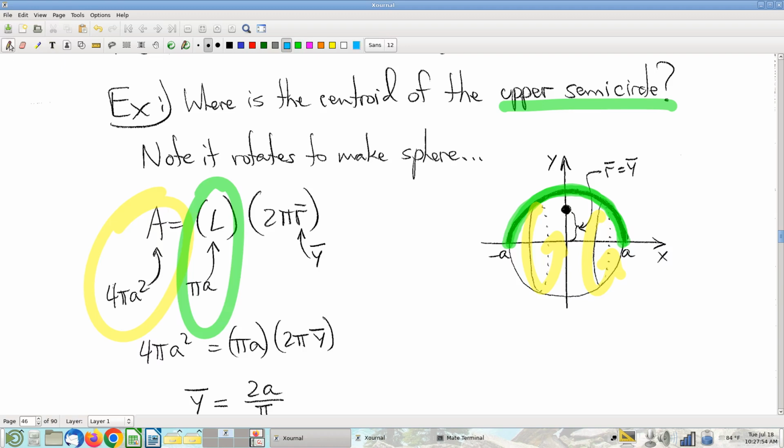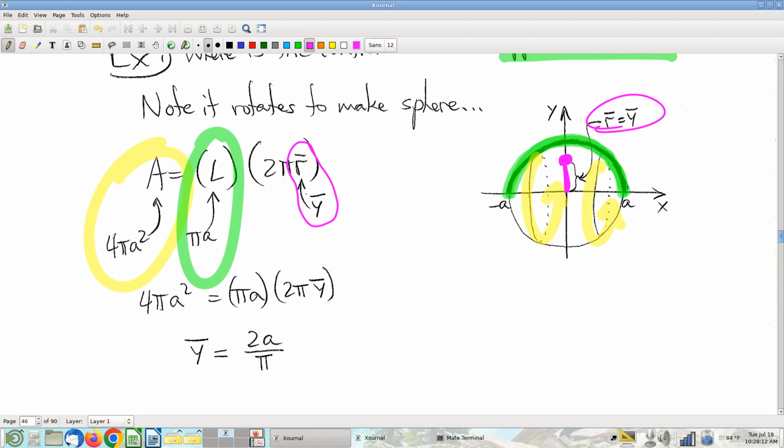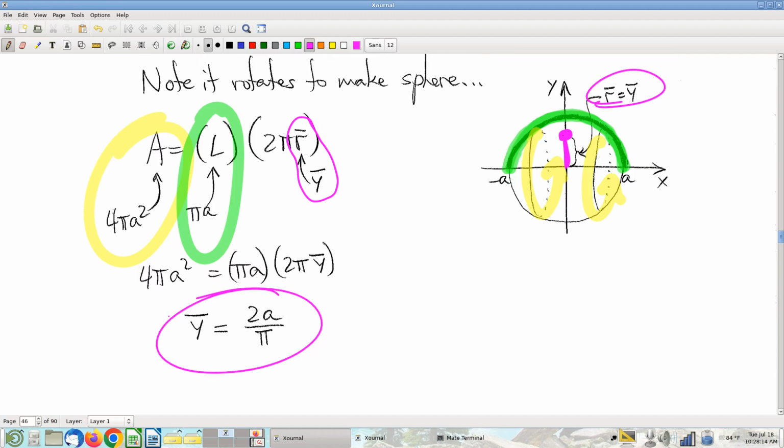And so then, according to this second version of Pappus's theorem, or second theorem of Pappus, whatever you want to call it, the centroid, its distance to the axis of rotation, in other words, the y-coordinate of that centroid, I can just straight up solve for it in the algebra, and it's that. Everybody okay?